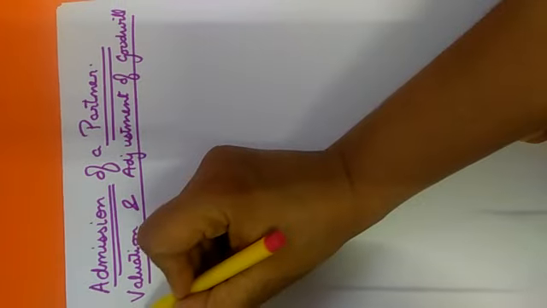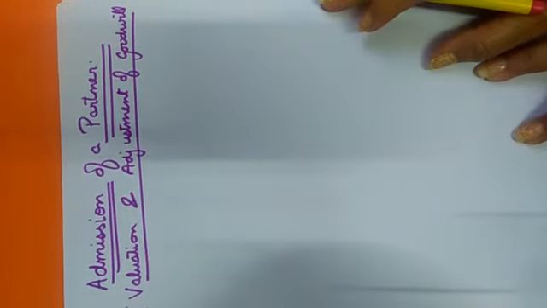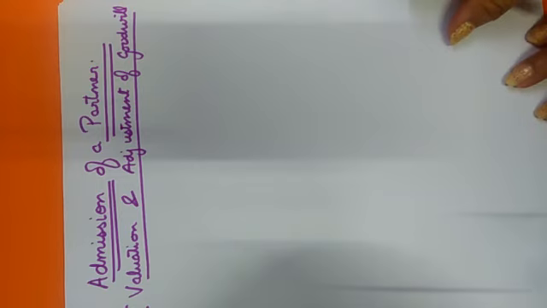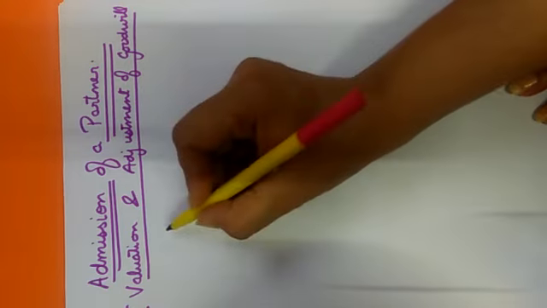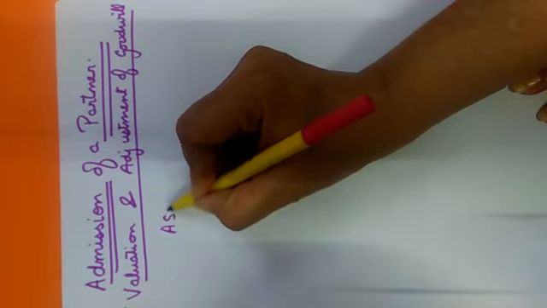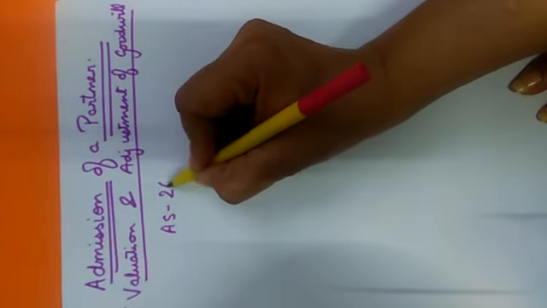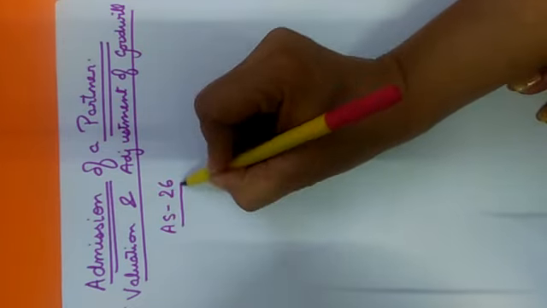Good morning, students. Today we are going to talk about the second adjustment on admission of a partner, that is, valuation and adjustment of goodwill. Before we talk about goodwill, its valuation and adjustment, I would like to remind you all of Accounting Standard 26. You all studied it earlier.